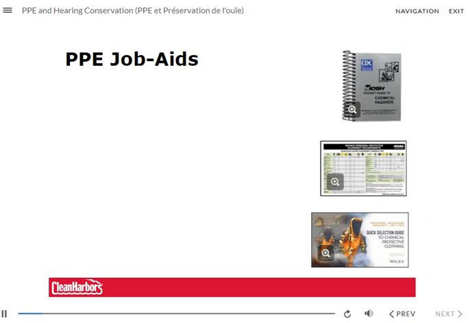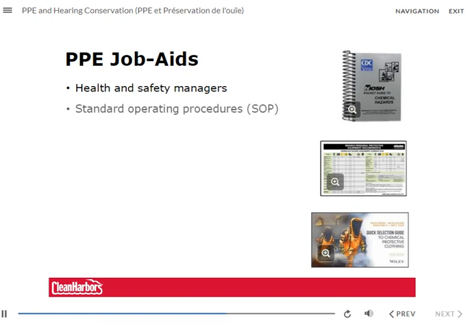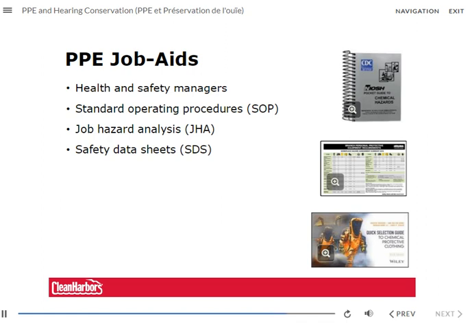Making the correct PPE selection is not always obvious, and as a result, there are numerous resources to help. First are the health and safety managers. This role will provide guidance to help employees make the correct PPE selection for their assigned tasks. There are also numerous documents that will describe a task's appropriate PPE. This includes our SOPs and JHAs, as well as a material SDS. There are also other sources, like the ones listed on the screen, that will also provide guidance on selecting the correct PPE.